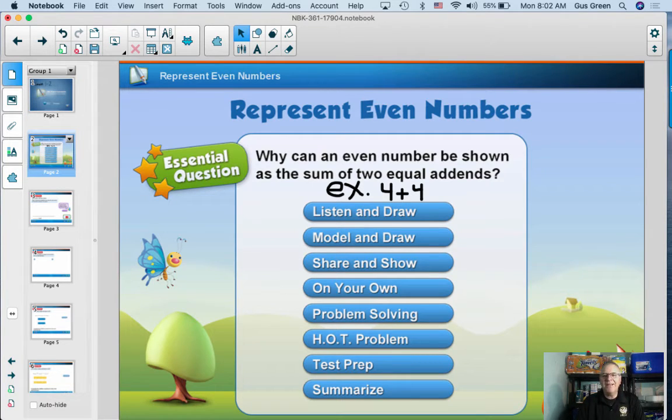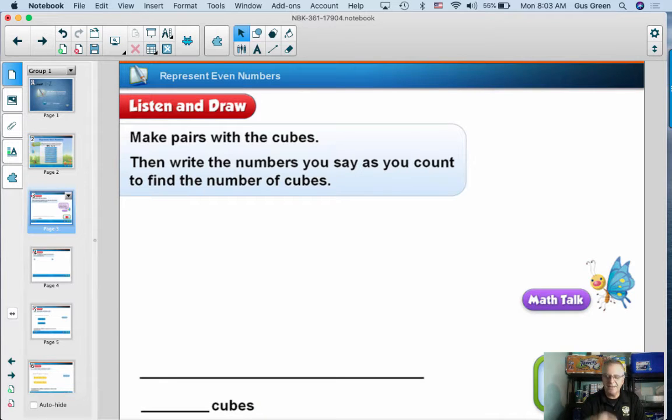We're going to represent even numbers, and the essential question is, why can an even number be shown as the sum of two equal addends? So just to make sure we're all clear, when we say addends, we're talking about the numbers in an addition problem. And really when they say two equal addends, for the purpose of this lesson, we're going to be looking at doubles, such as 4 plus 4, 5 plus 5, 3 plus 3. All right, let's go right into the lesson.